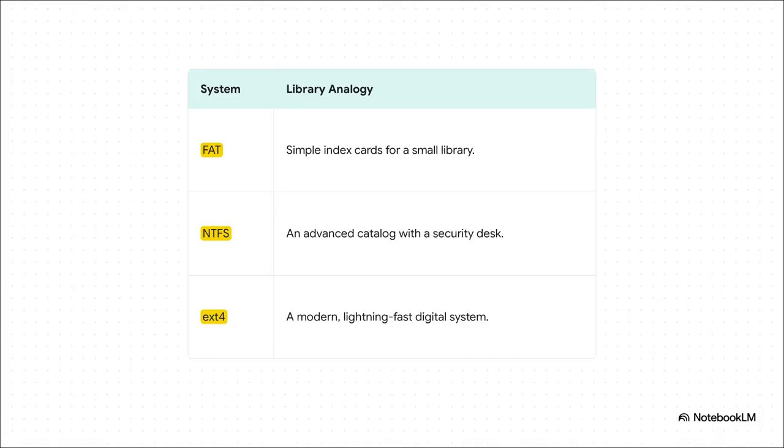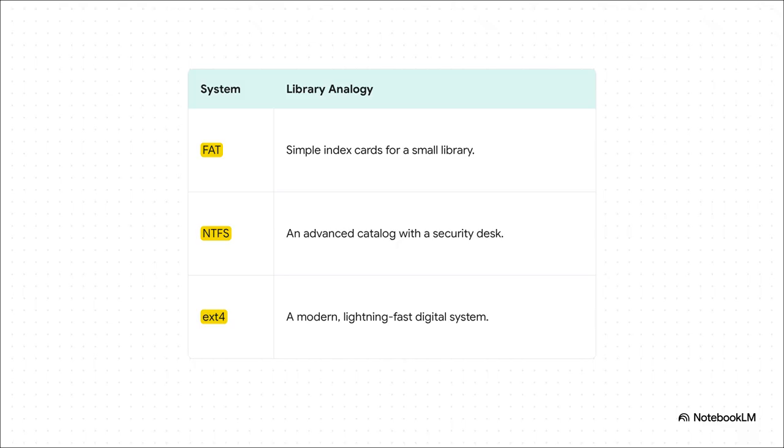And hey, just like real libraries have different ways of organizing their books, different operating systems use different file systems. You might have heard of some. An older one like FAT, that's kind of like a simple set of index cards for a small town library. But modern systems like NTFS or ext4, whoa, those are like advanced, lightning-fast digital catalogs, complete with a security desk and special collections.